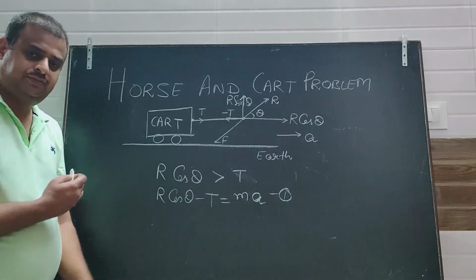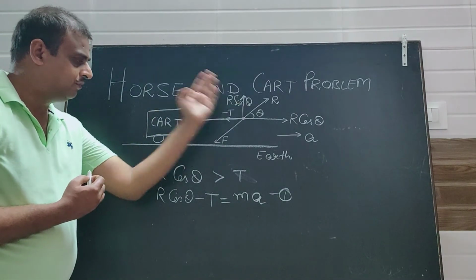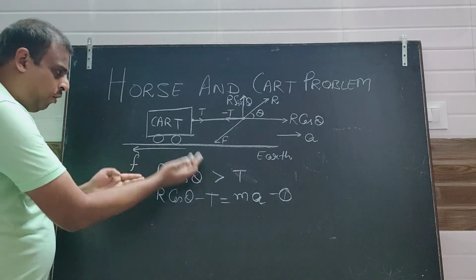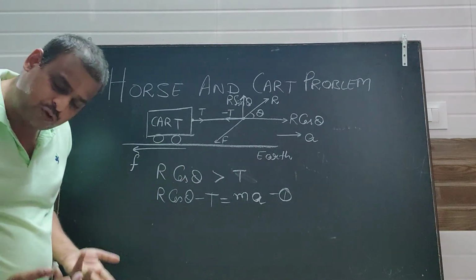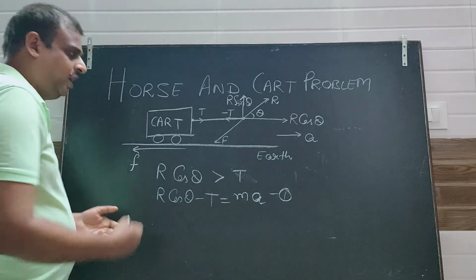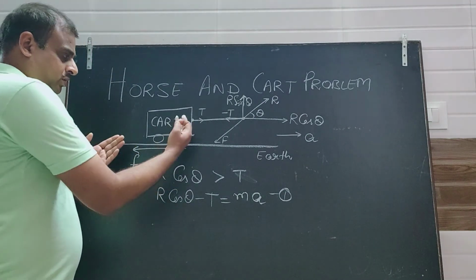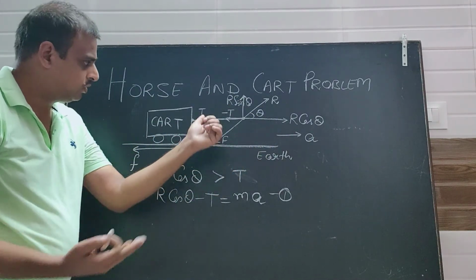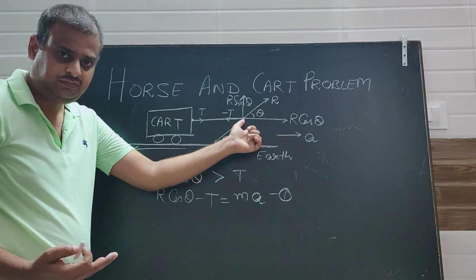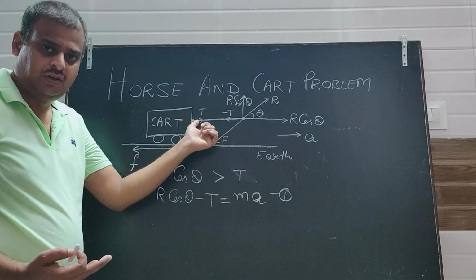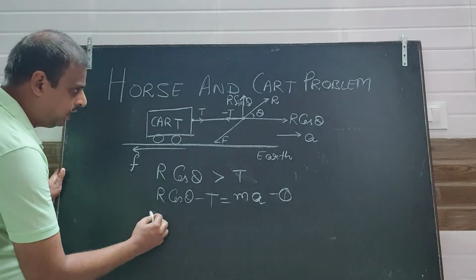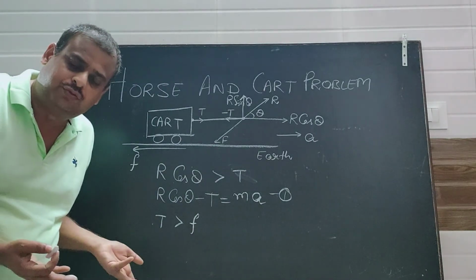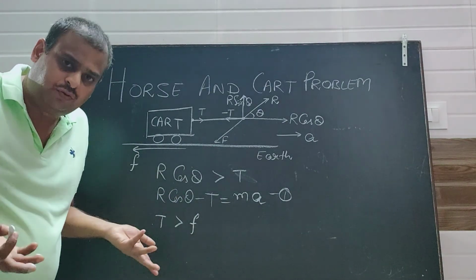Let us come to the cart. Cart is moving in the forward direction, but a force which is acting opposite to the cart is the frictional force. And also the cart has the acceleration same as that of the horse because it is tied with a string having tension T. So again, tension must be greater than friction. That's why the cart will move. Otherwise it will not move.